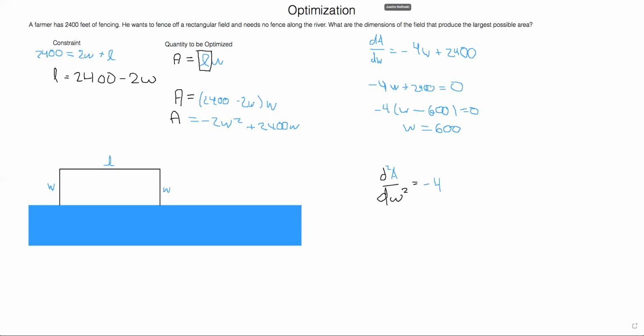So the second derivative is equal to -4. That's a specific value. -4 means that it's concave down on that entire interval, because whenever the second derivative is negative, it's concave down.